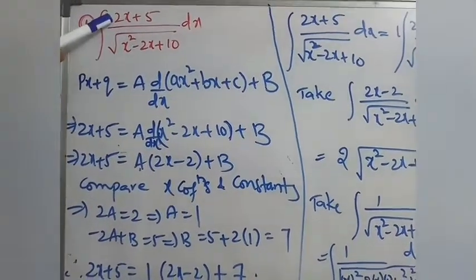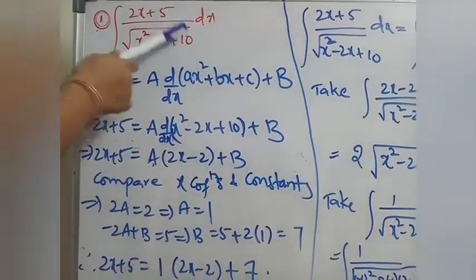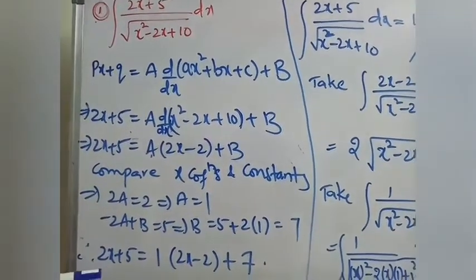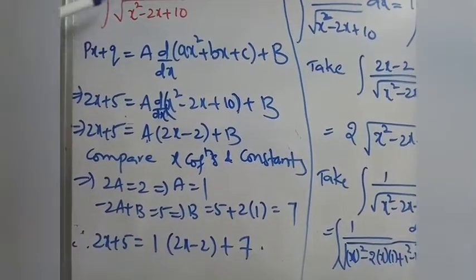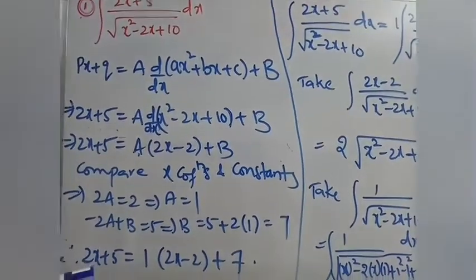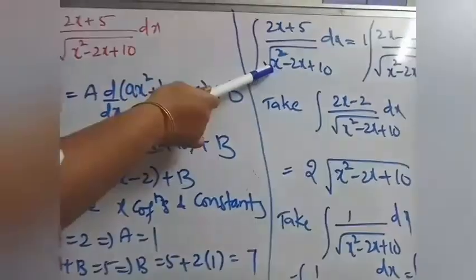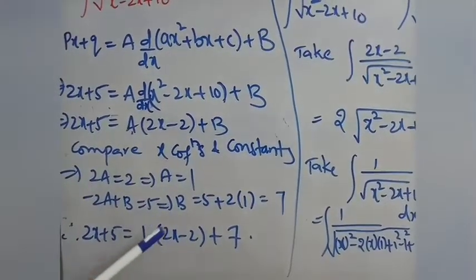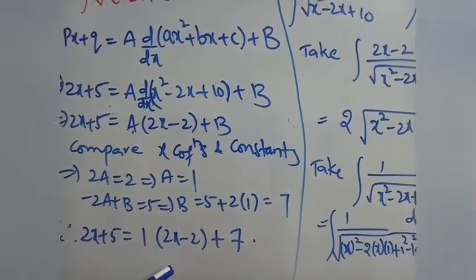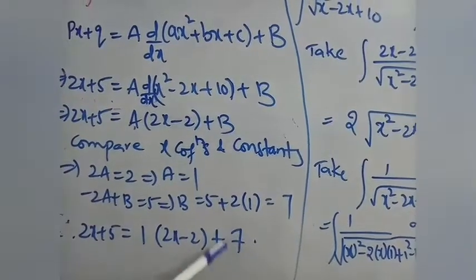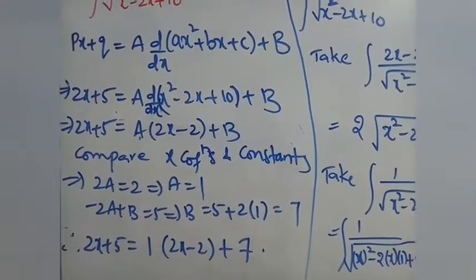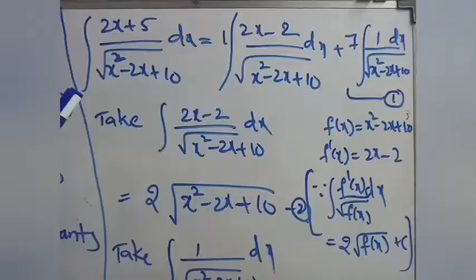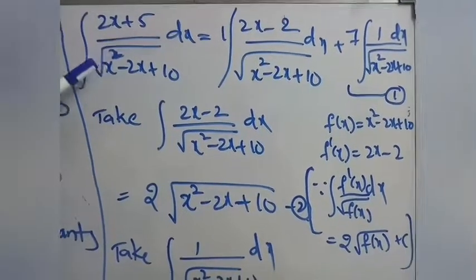Now here 2x plus 5 by root of this term is there. Whatever term is given in the question, you have to take that term for the left side value, that is, divided by the root of this term. So for the right side also we can take the same: 1 by root of x square minus 2x plus 10 into dx. That is according to the question we have to write.